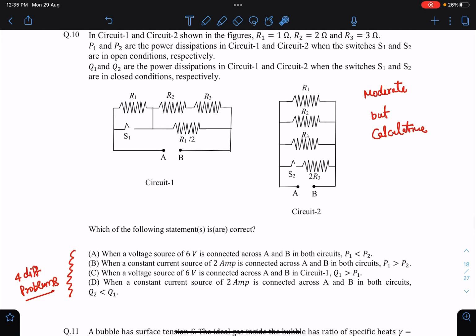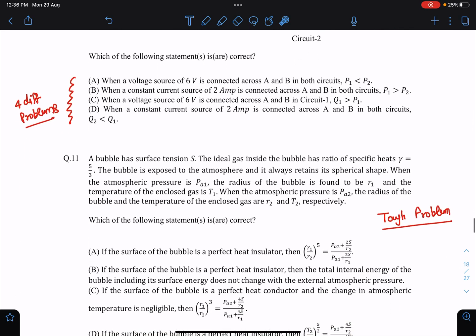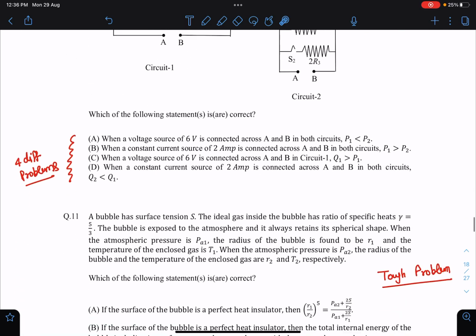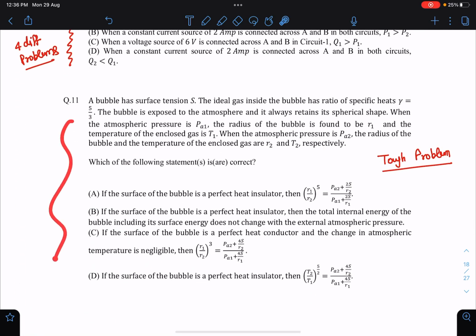Like in this question, you can see power Q1, P1, and similarly Q2 less than Q1 and P1 less than P2. That means virtually you have to check all four parts. However, this question is an easy standard problem, so I'm keeping it in the moderate category. Many people would have solved this, but again you can notice, like it is four different problems present. So this is what makes this question slightly tough, and this in my opinion is a tough problem.